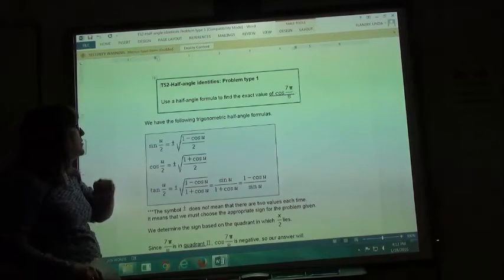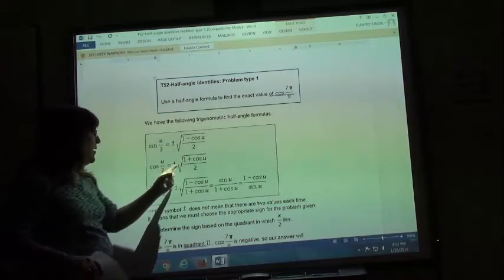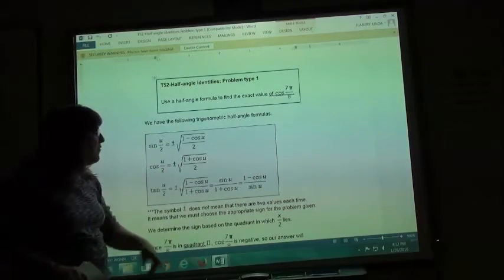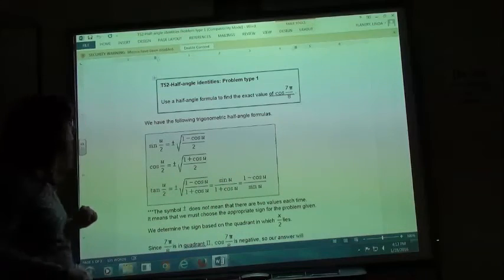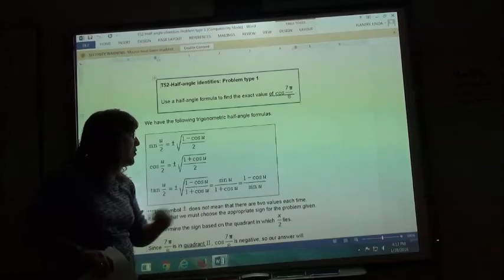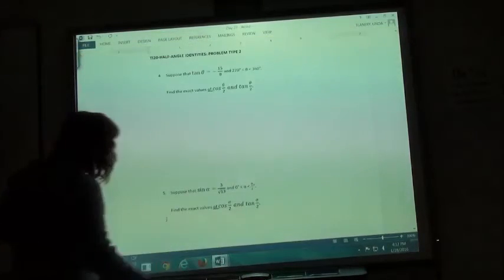Sine of u over 2 is plus or minus the square root of 1 minus the cosine of u over 2. For cosine, we have a plus in there. For tangent, we've got a bunch of different formulas. I'll usually just use the one without the square root, the sine of u over 1 plus cosine of u. So, hopping back over here.